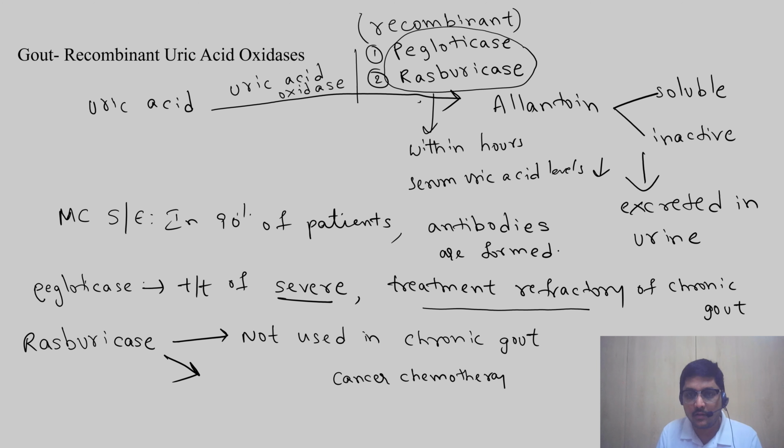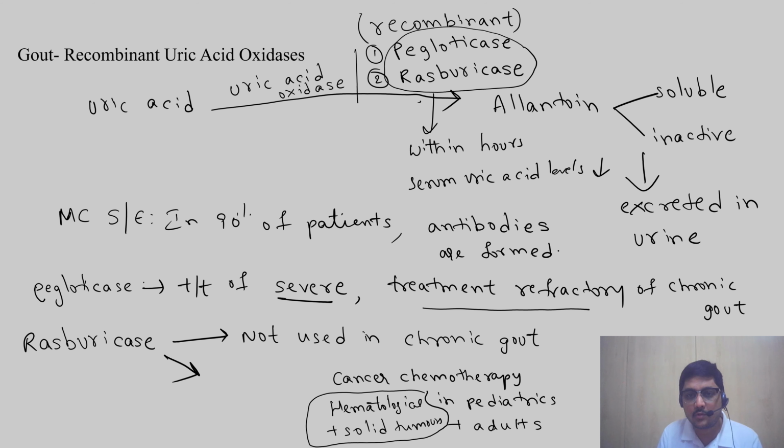Cancer chemotherapy, assume it is in both pediatrics and adults also. Which type of cancers? Leukemia, lymphoma, or even solid tumors. Okay, both hematological plus solid tumors. What usually happens in cancer chemotherapy of hematological or solid tumors, either in the pediatric or adult group? One of the common side effects which we see in cancer chemotherapy is tumor lysis syndrome.